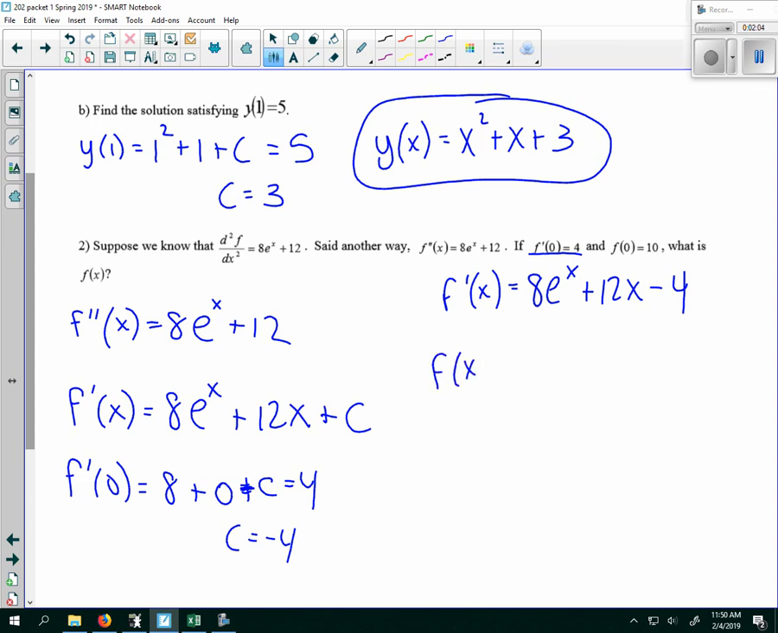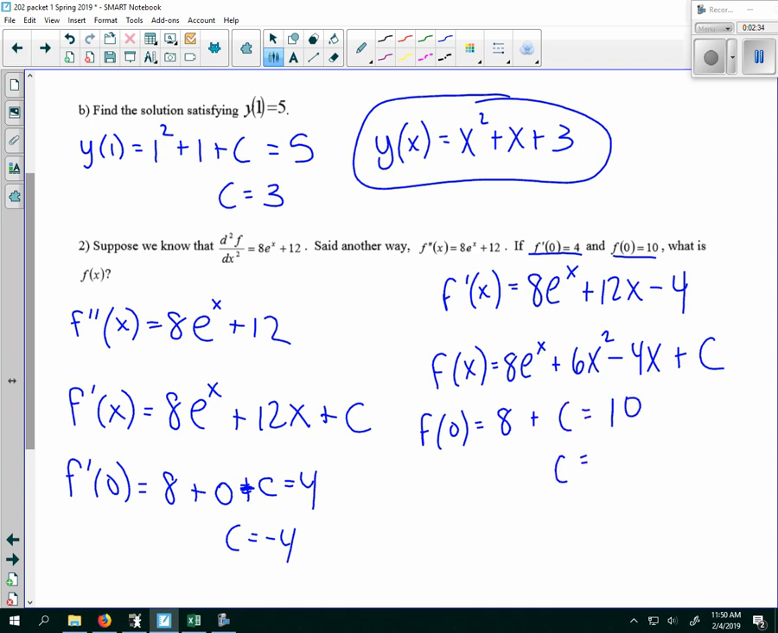So f of x is an antiderivative of f prime. The antiderivative of 8e to the x is 8e to the x. An antiderivative of 12x is 6x squared. An antiderivative of 4 is 4x, and then there's an unknown constant c that I will solve for using the second initial condition. f of 0 would be 8 plus 0 minus 0 plus c equals 10. So c is 2.